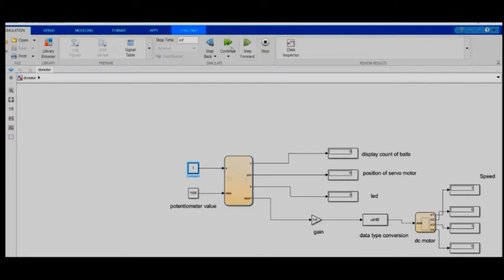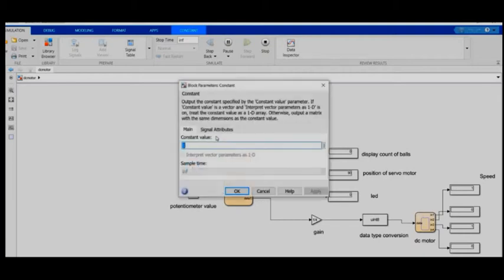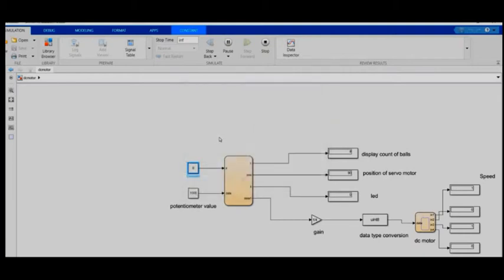So it is the simulation of the entire project. Then I am going to change its constant value to 0. So here you can see that this is the total number of balls that are launched, and here it is the position of the servo motor, which will change from 0 degree to 90 degree and then back to its original position, that is 0 degree. Here the LED is continuously blinking, that whenever the ball is passed, that is whenever the IR sensor senses the value 1, the LED will glow.